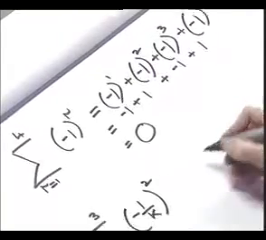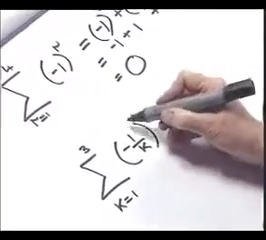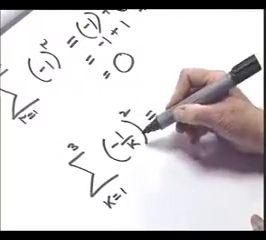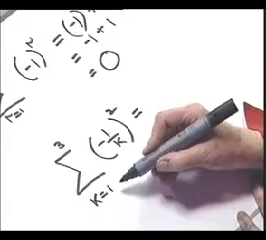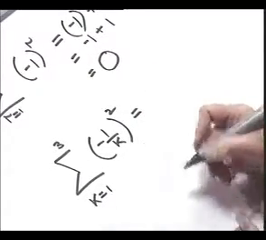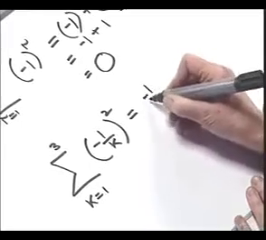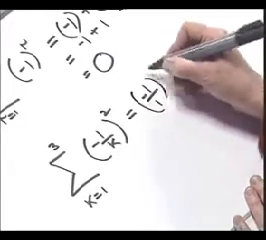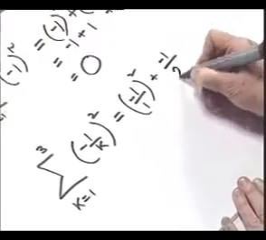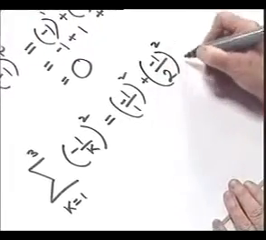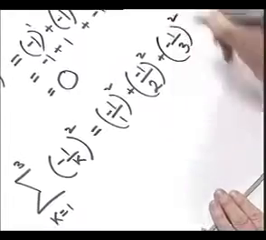Now look at this one. Again, take care. Our general term is -1 over k squared, and we have to use values of k from 1 to 3. So we start with k equal 1. That's -1 over 1 squared, plus -1 over 2 squared, plus -1 over 3 squared.